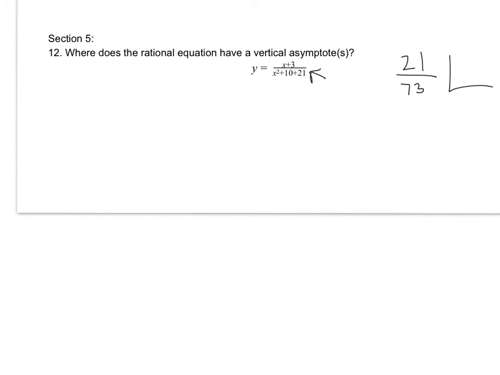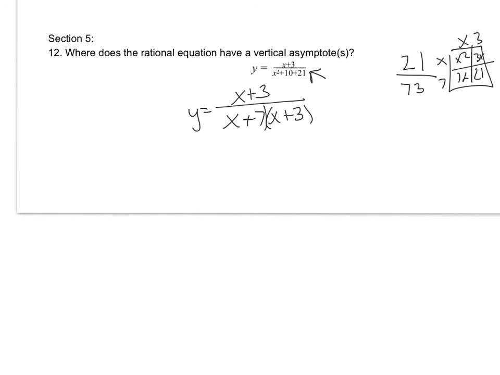And so if I did my factoring box, I would get x squared and 21. And I would get 7x and 3x, and I would end up getting x and 7 and x and 3. So basically that factors to y equals x plus 3 all over my x plus 7, x plus 3, what I just factored. And you'll notice that the x plus 3's cancel. And if you remember from our notes, that's where we find our hole in our graph.